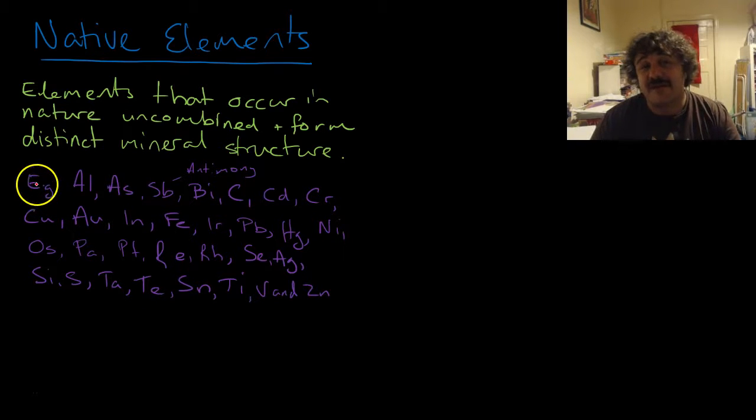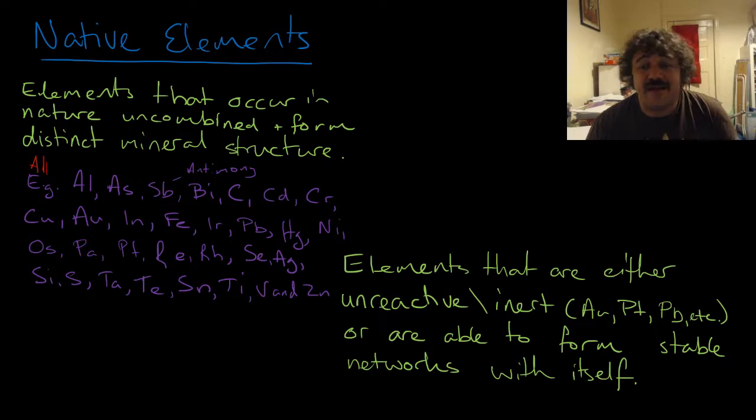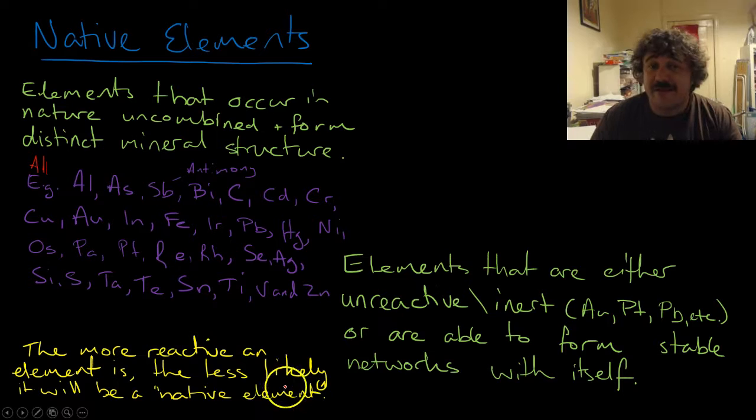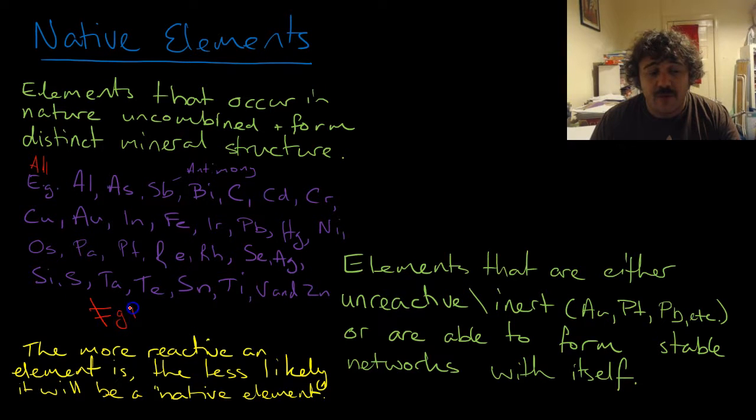It says example, but it should say all of the native elements. Basically, these are elements that are either unreactive and inert, so that's where you've got your gold, your platinum, your lead, etc., or they're able to form stable networks within itself, and that's where carbon comes in, arsenic, I believe, and a couple of others. So the more reactive an element is, the less likely it is that it will be a native element, which is why you do not have any from groups 1 or 2 or 7. They're just not there.